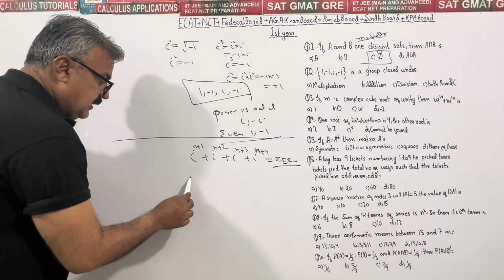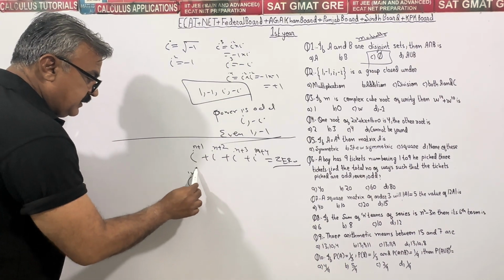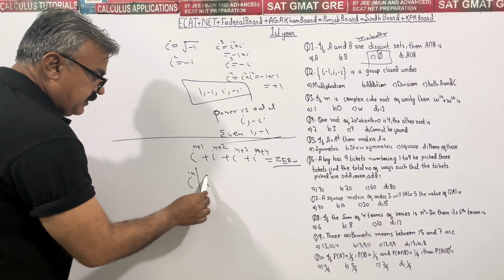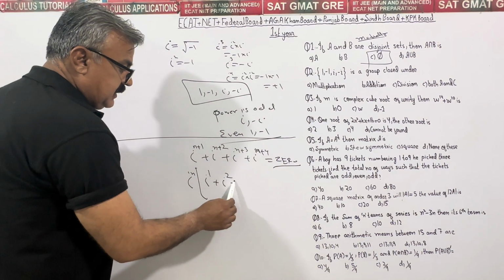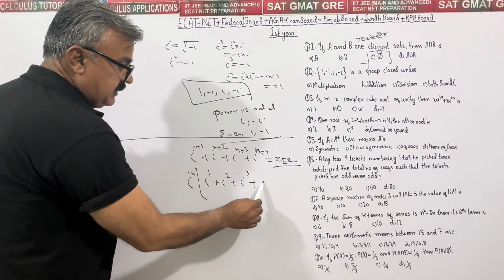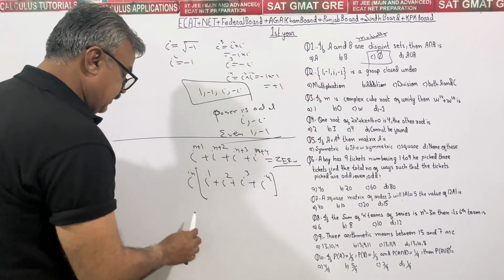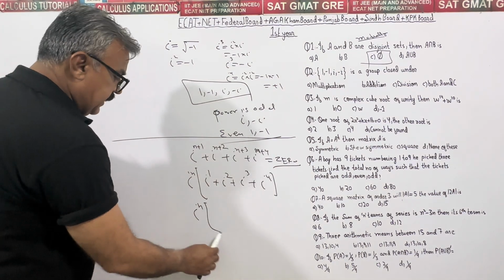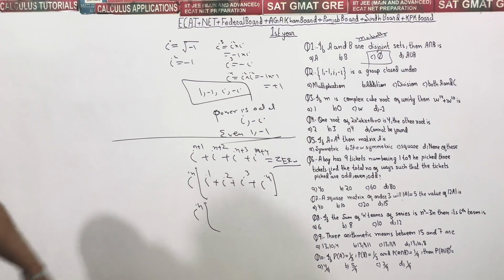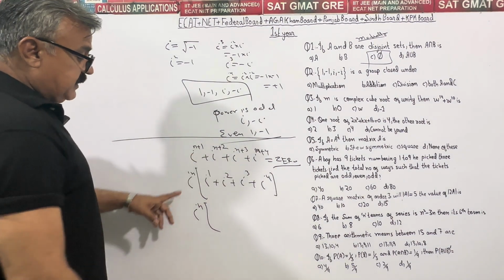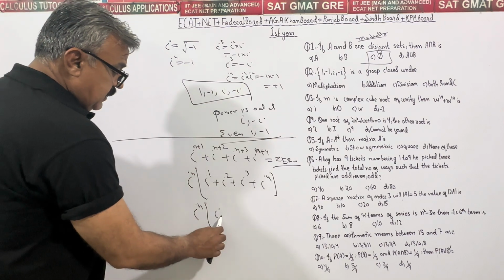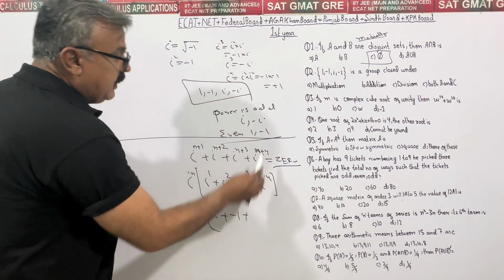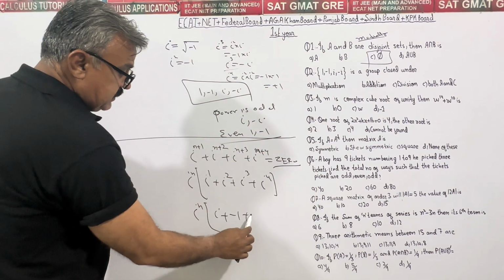How? Let's see. Taking iota power n common, what remains? Iota power 1, here iota square, then iota cube, then iota power 4. Iota raised to n, whatever the value of n is, must be a real number, not imaginary. Iota square means minus 1. Iota cube, we have already mentioned, is minus iota.